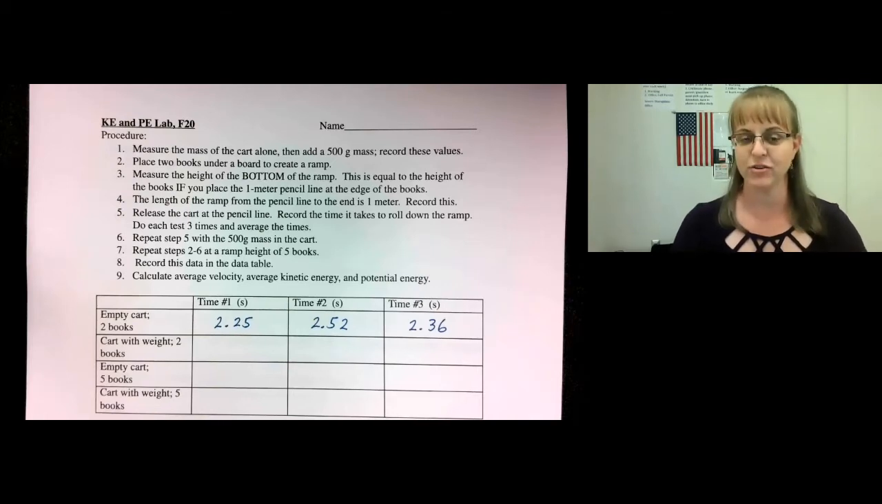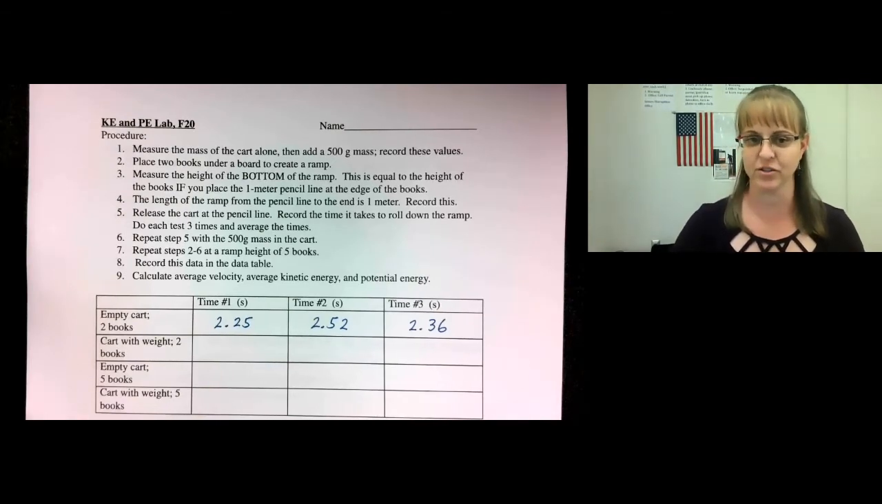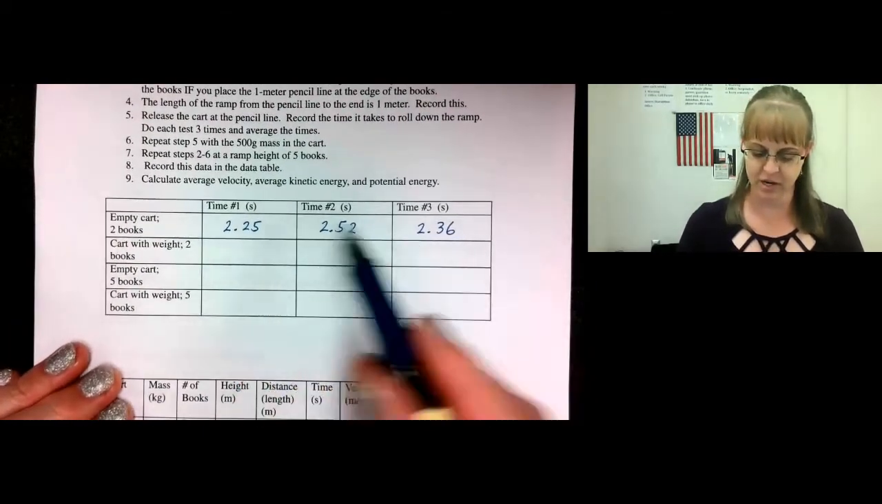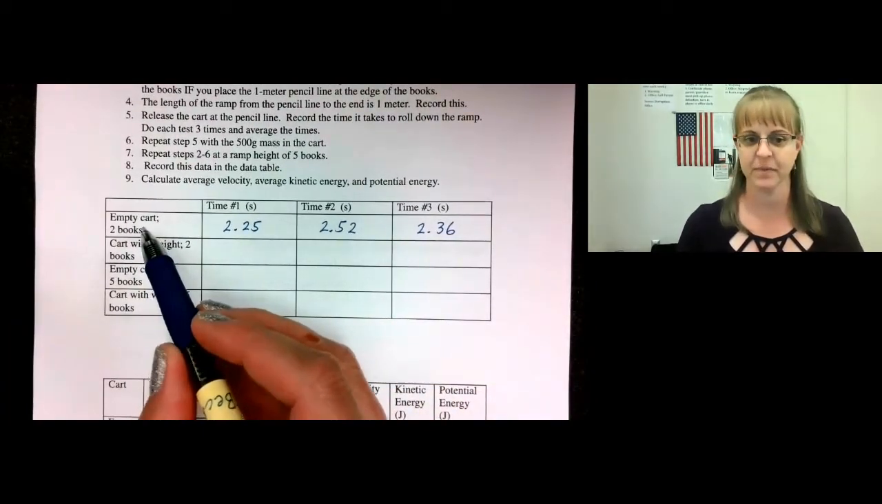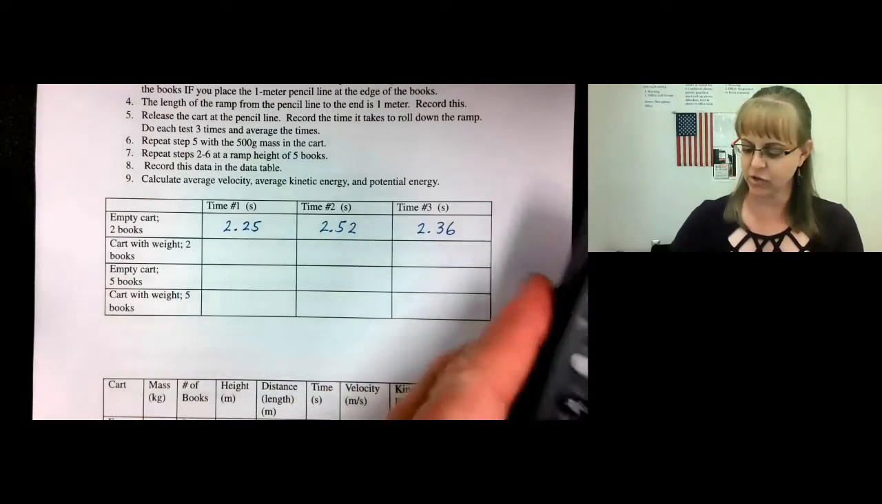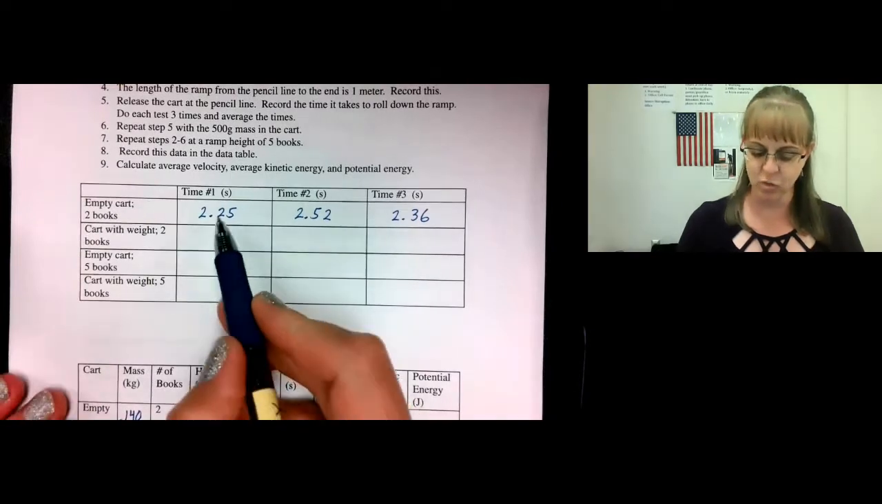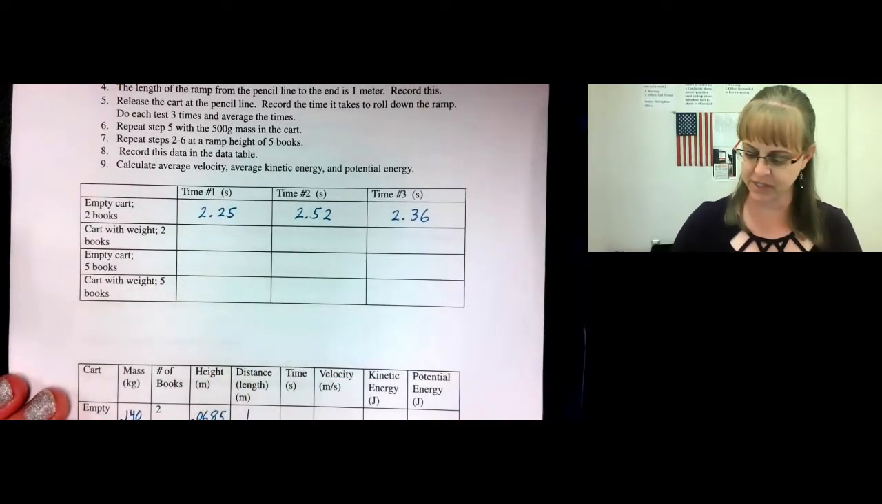Now we're going to learn how to write up this lab and how to answer the questions. I have written in the times from this empty cart, and I wanted to show you how to do this calculation as an example. First of all, we need to average the 3 times.